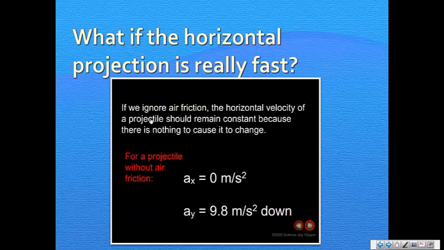Again, the acceleration in the horizontal direction is 0 because the velocity is unchanged, and the acceleration due to gravity is 9.8 or 10, which is down. So we should get the same result no matter what.